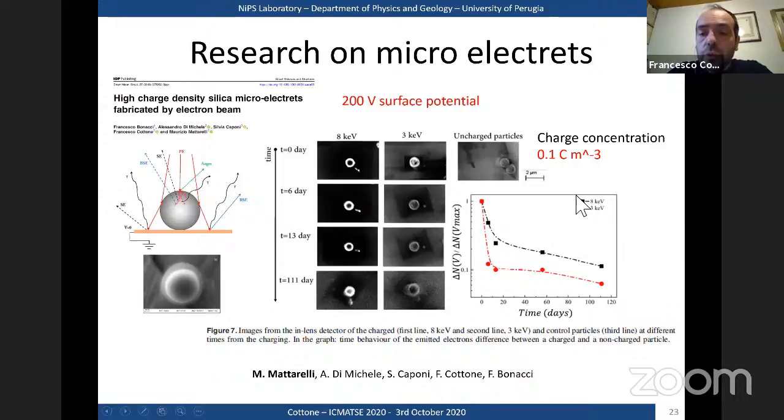And the charge concentration that we reached is around 0.1 coulomb per cubic centimeter. Sorry, this is not meter cube, but centimeter cube. So it's 0.1 coulomb per cubic centimeter.